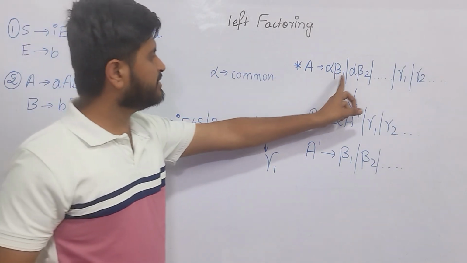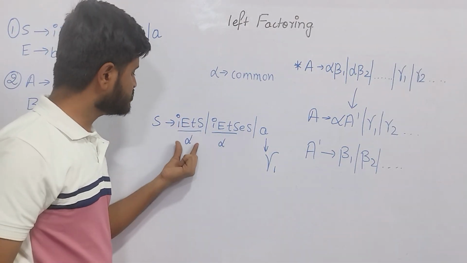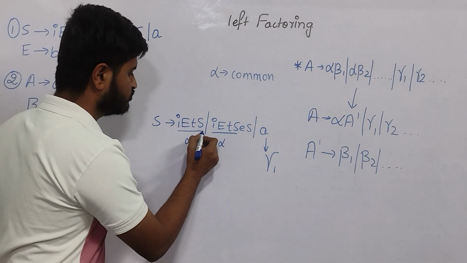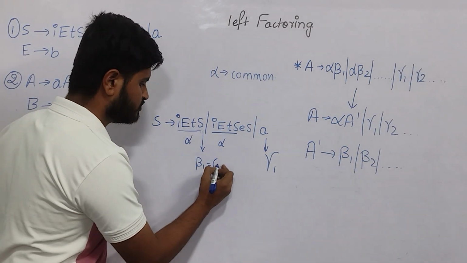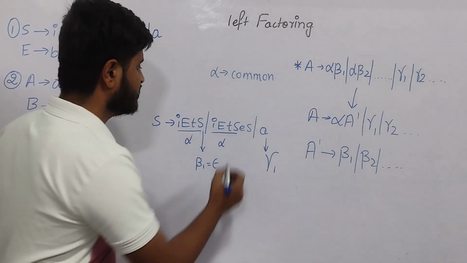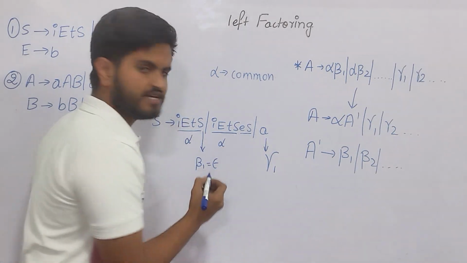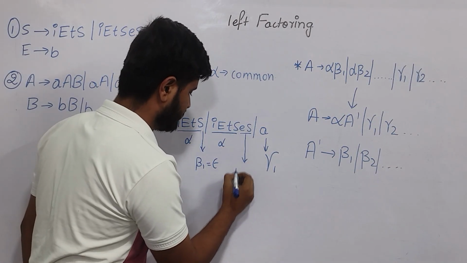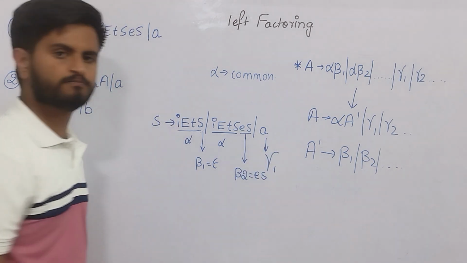Now I have to find the beta 1 and beta 2. Here the complete production iEtS is used as the alpha value, so no beta value is there. So beta 1 will be equal to epsilon. Epsilon represents null. There is no beta value. Next, iEtS is the alpha value, and small letter eS will become the beta 2 value. So beta 2 will be equal to eS.